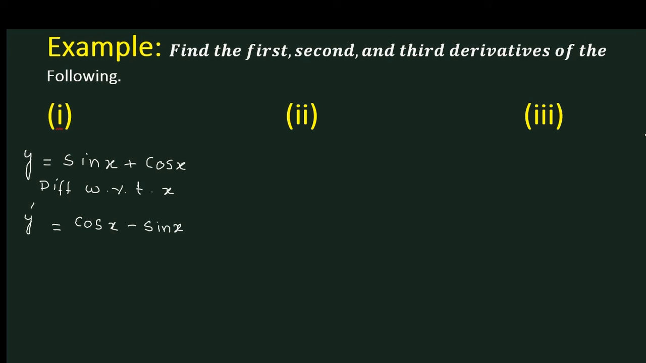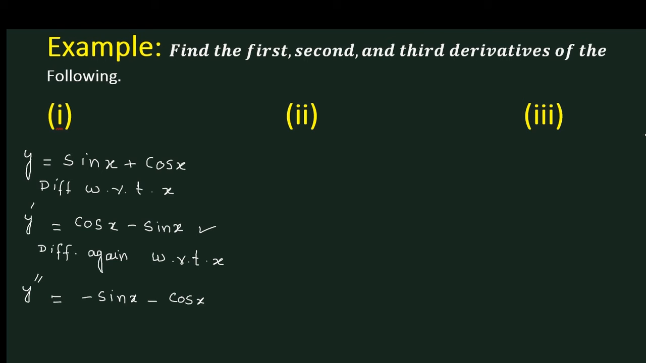Now we want to take another derivative. We will again write differentiate again with respect to x, and after differentiating again with respect to x, we will write y double prime. So y double prime means that we are taking the second derivative. The derivative of cos x is minus sin x, and the derivative of minus sin x is minus cos x. Remember that now we are taking the derivative of the above equation. So this is the second derivative, which is represented by y double prime.